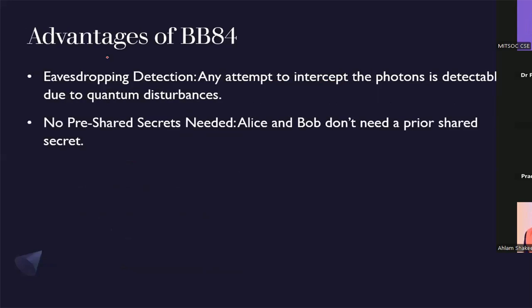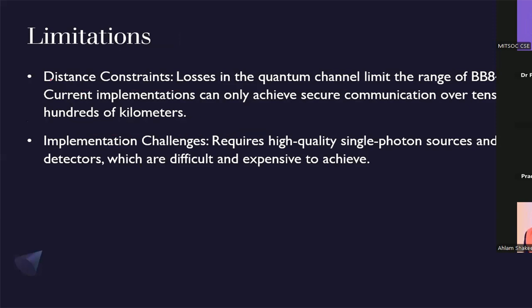Here, the major advantage of BB84 is eavesdropping detection, and it is not required to pre-share the secret keys as we do in symmetric key cryptography. It doesn't need prior shared keys. Then it has some limitations, that is the distance constraint, which is mostly a limitation for quantum cryptography also. Losses in the quantum channel limit the range of BB84, and current limitations can only achieve secure communication over 10 to 100 kilometers only.